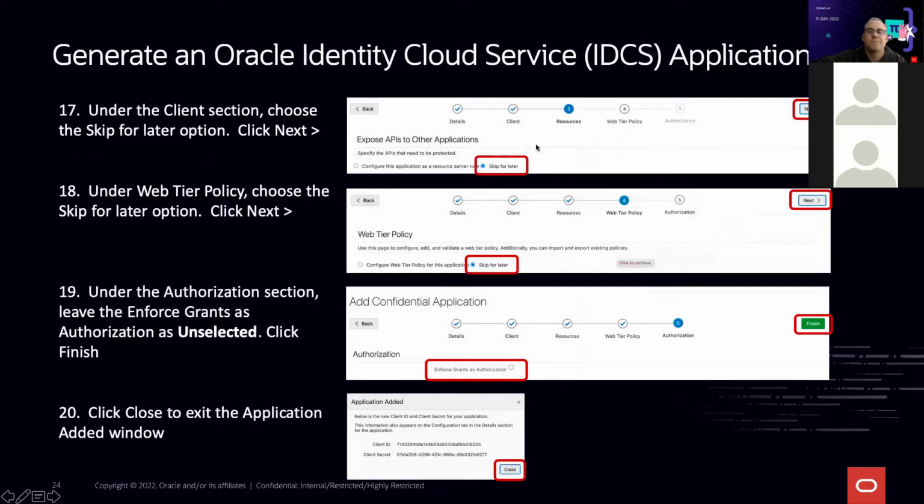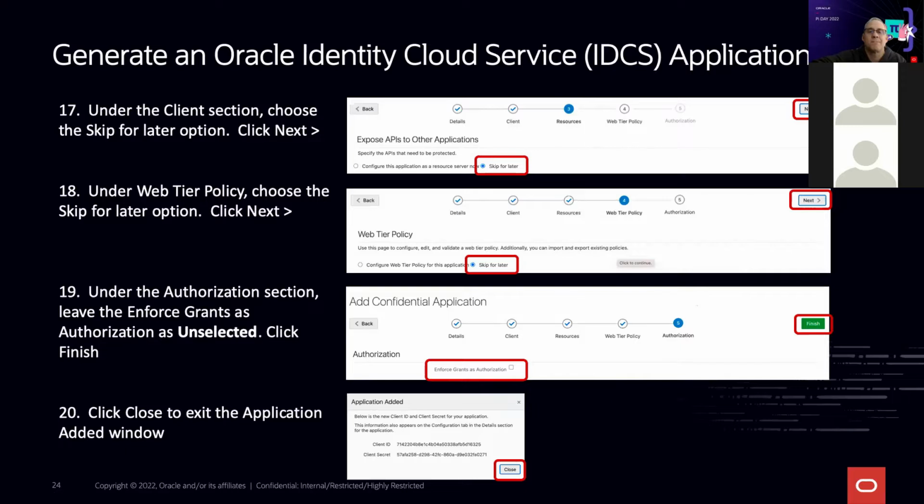Now, for the next couple of sections for resources and for web tier policies, so section 3 and section 4, we are actually going to skip for later, and we can do that by making sure that the radio button is selected for the option to skip for later, and then click Next. And we'll do that all the way until the last section for authorization. And we're simply going to leave the enforce grants as authorization option blank there. And then we can click finish.